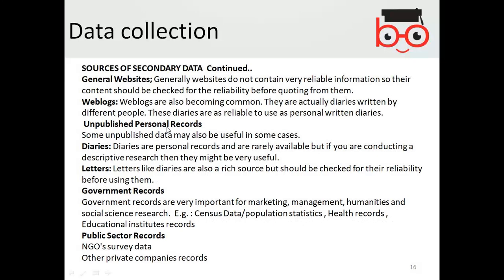A few more sources of secondary data: the journal websites, web blogs, unpublished personal records, diaries, letters, government records, public sector records. You can get information from these sources, as well as from websites. People write blogs, personal records, diaries, letters, and whatever sources of information you get from the internet, they are possible sources of secondary data.